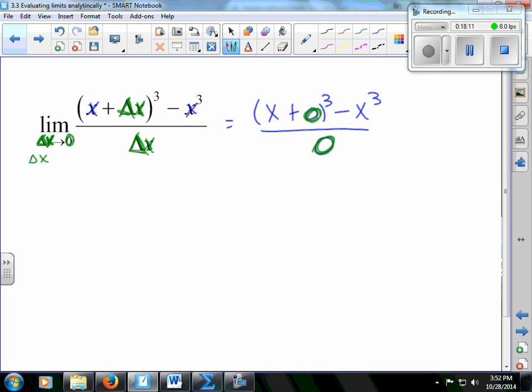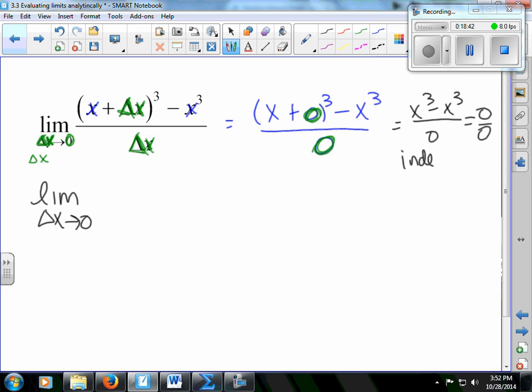Okay, so when I evaluate this, I get x cubed minus x cubed, because x plus 0 is x, and then that quantity is cubed. And so x cubed minus x cubed is 0. And I have 0 over 0. Again, I'm indeterminate. All right, this one's actually pretty simple to evaluate. The only thing to worry about is keeping track of who's an x and who's a delta x. To simplify this, because again, I got an indeterminate.